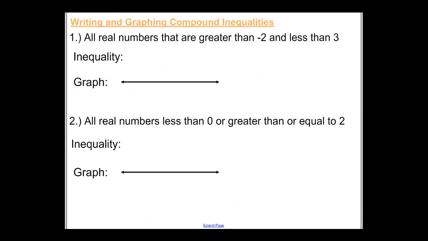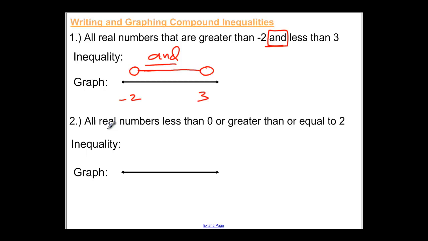So let's take a look here. Here's some translating from written statements. All real numbers that are greater than -2, okay, and less than. So the key here is and less than 3. Okay, so it has to be bigger than -2, but less than 3 at the same time. So this is an AND statement because it's in between.